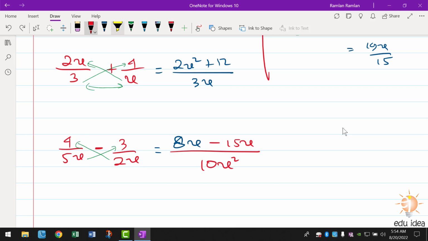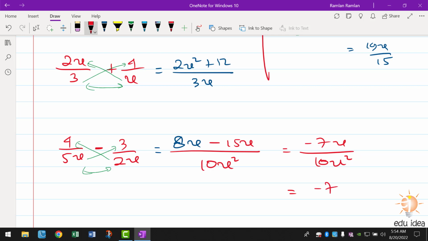Okay, so the next one is that we can just subtract these two terms, because they are like terms. So 8x minus 15x is equal to minus 7x, over 10x squared. But this isn't over yet, guys, because we can rewrite these two terms like this. I haven't taught you about exponents yet, but this is how we do it. This is how the concept works.